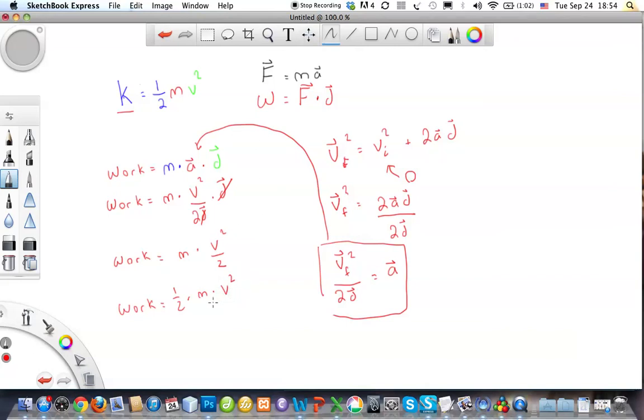Okay, now in the next video, I'm going to show you an example on where we can use our work equation and give you some intuition on how to solve this problem and get out certain values.